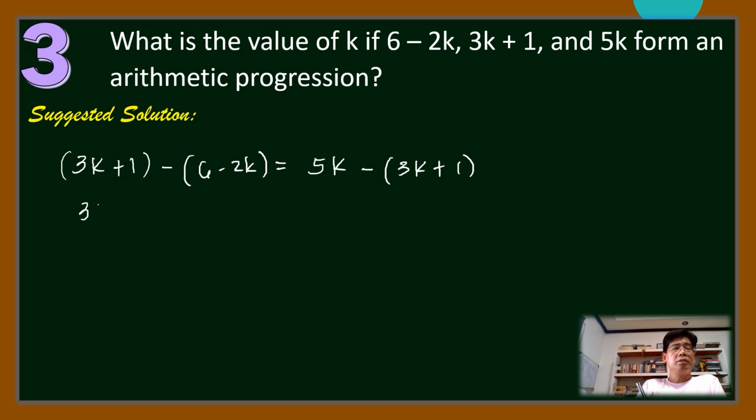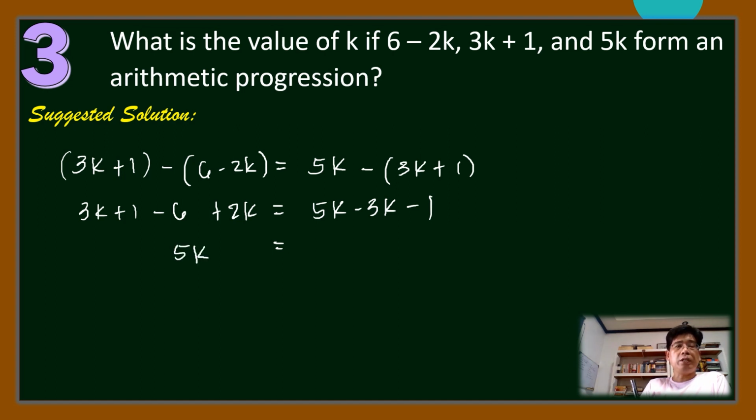3k plus 1 minus 6 plus 2k equals, on the right hand side, 5k minus 3k minus 1. Then we have 5k, that's 3k plus 2k, minus 5, that's 1 minus 6. On the right hand side, 2k minus 1.